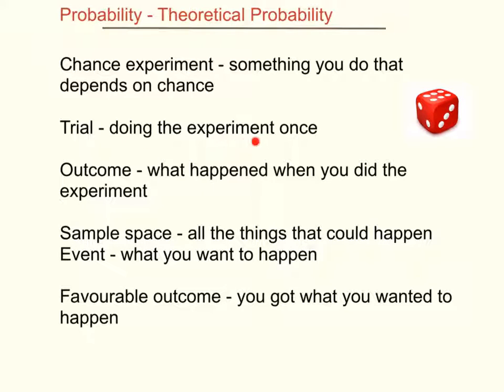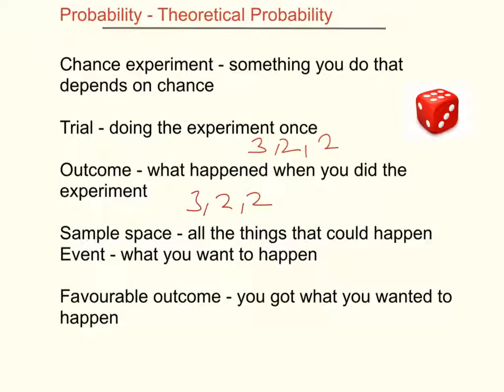A trial is doing the experiment once. So each time I roll the die, that's called a trial. If I do it 3 times, that's 3 trials. So let's suppose I rolled the dice 3 times and I got these numbers, 3, 2, and 2. The 3, the 2, and the 2 are the outcomes, what happened when I did the experiment. So the trial is actually rolling the dice, and the outcome is what I got when I did the experiment. So my outcomes are 3, 2, and 2.